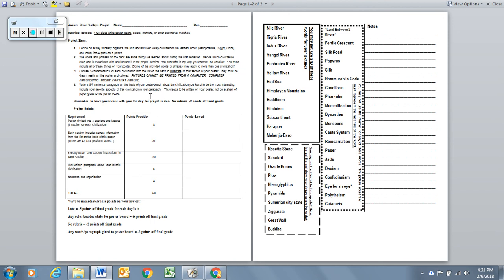The other thing that we need to do is number 4. Write a 5 to 7 sentence paragraph on the back of your poster board about the civilization you found to be the most interesting. Include your favorite aspects of that civilization in your paragraph. This needs to be written on your poster, not on a sheet of paper glued to your poster board.